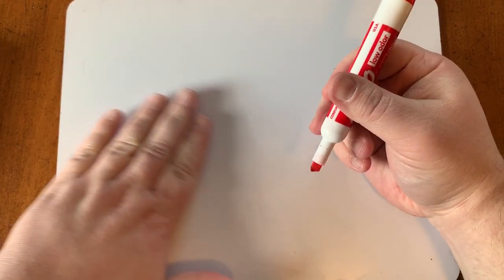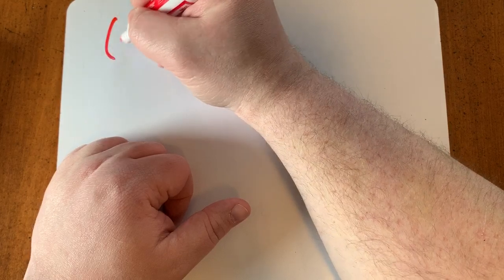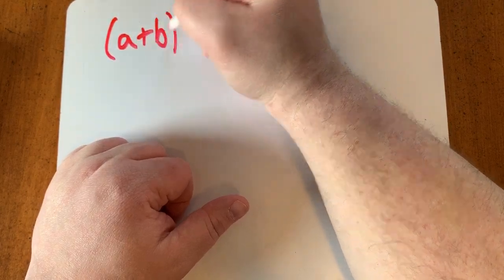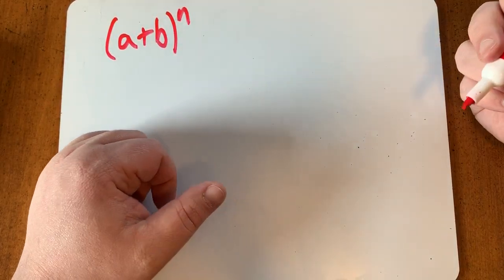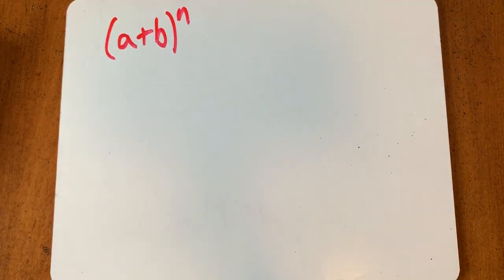Hey guys, last time we talked about binomial expansion using Pascal's triangle. Now let's talk about binomial theorem. So binomial theorem is just another way to expand the power of binomials. So if you add a plus b to the nth power, it's another way to expand it.